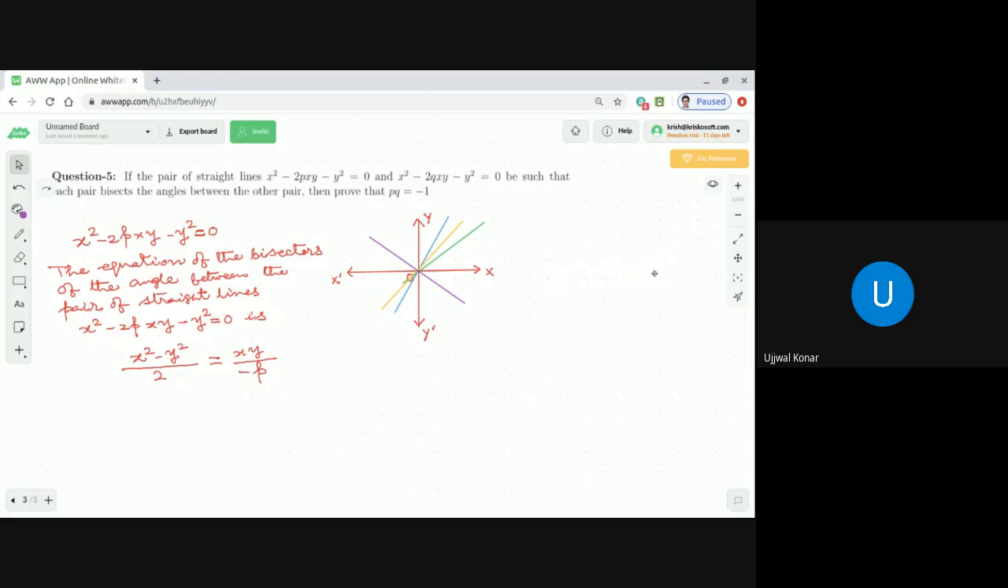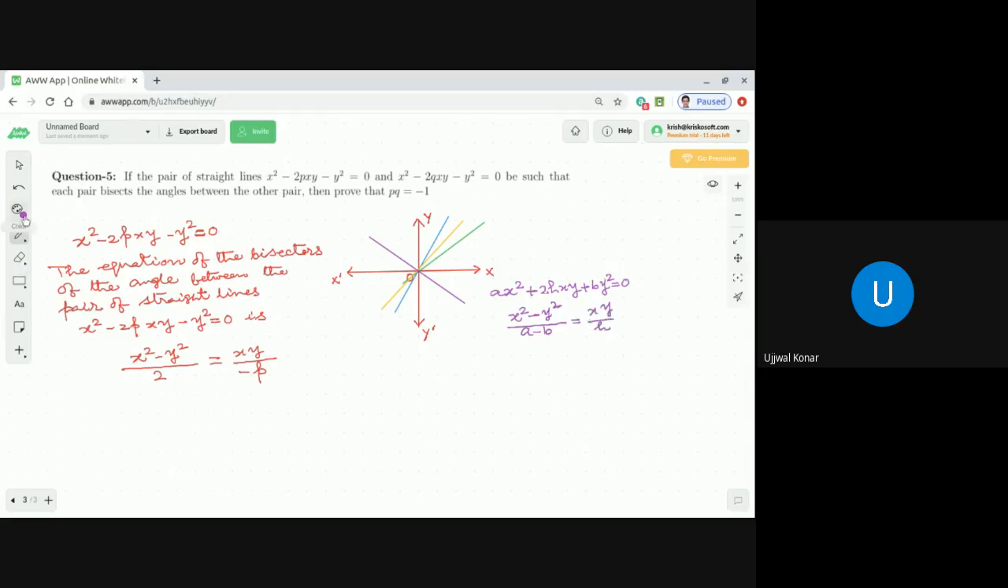What I wanted to mean is that if ax square plus 2hxy plus by square equal to 0 represents a pair of straight lines, then what is the equation of the bisectors? The equation of the bisectors is x square minus y square divided by a minus b is equal to x into y by h.